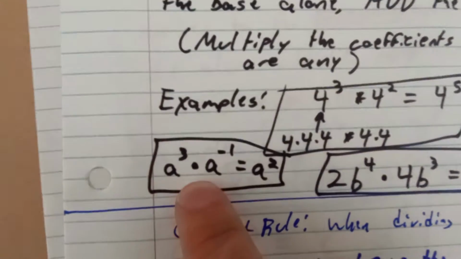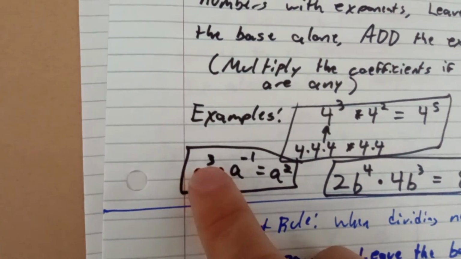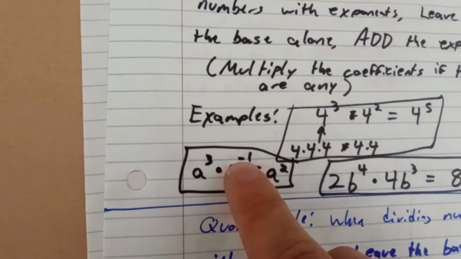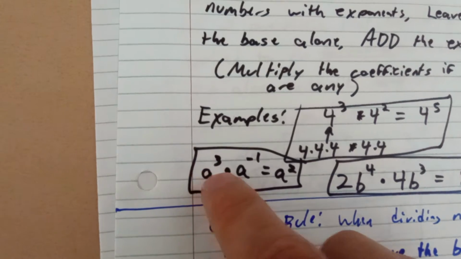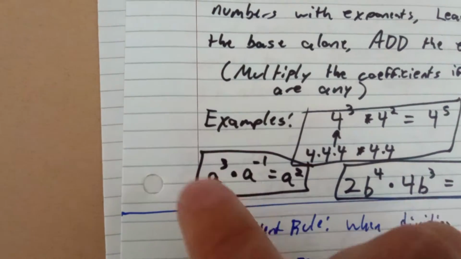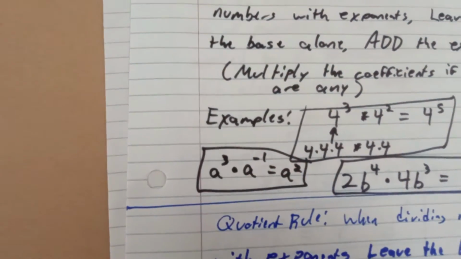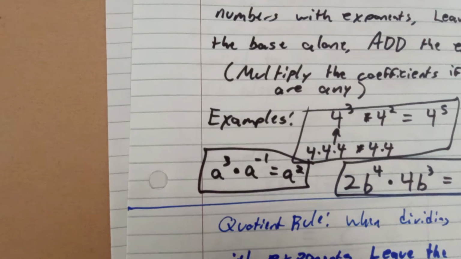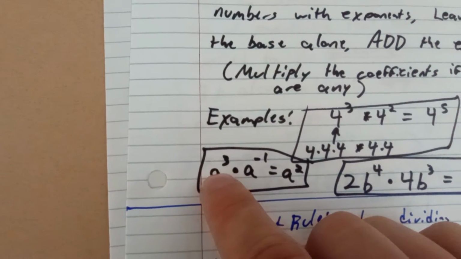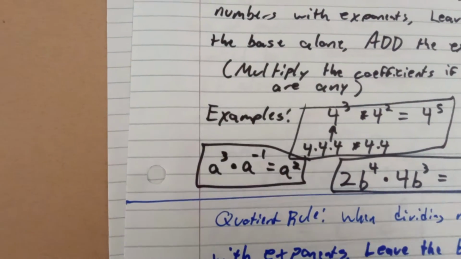This can also be done for variables with exponents. For example, we have a to the third power times a to the negative first power. What you would do here is you would simply add those together, 3 plus -1. And we know that if we add a negative number, that is the same as subtraction. So we are doing 3 a's minus 1 a, and that leaves us with a to the second power.